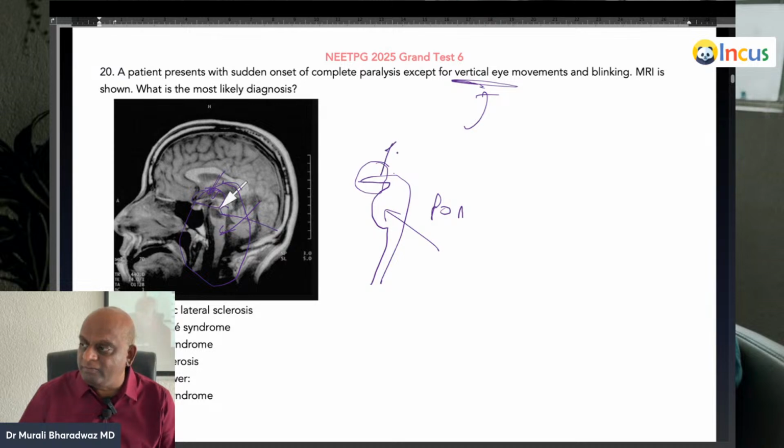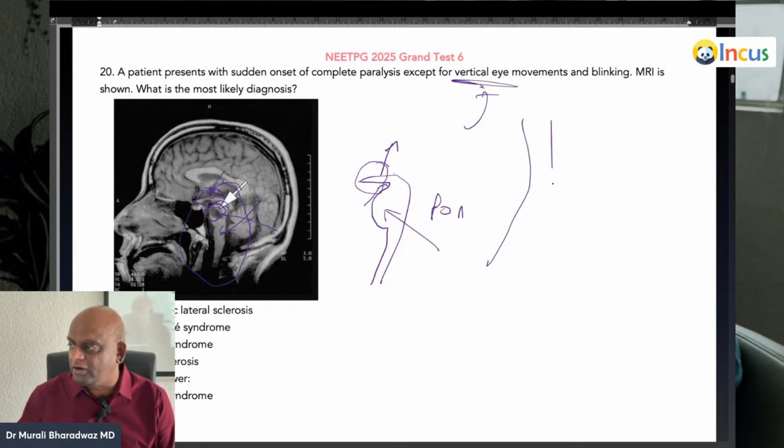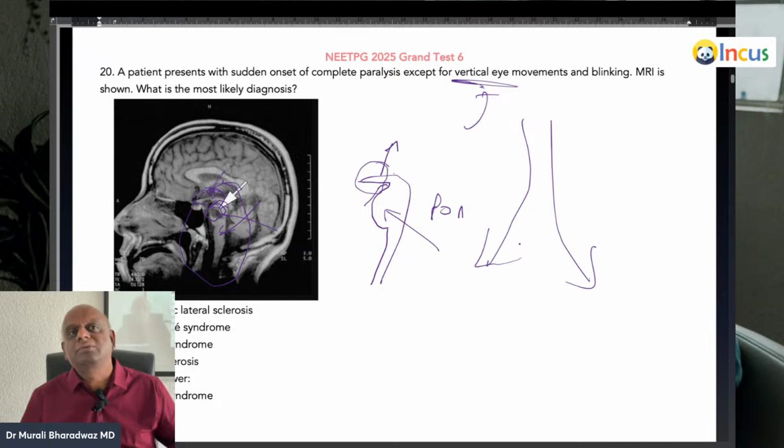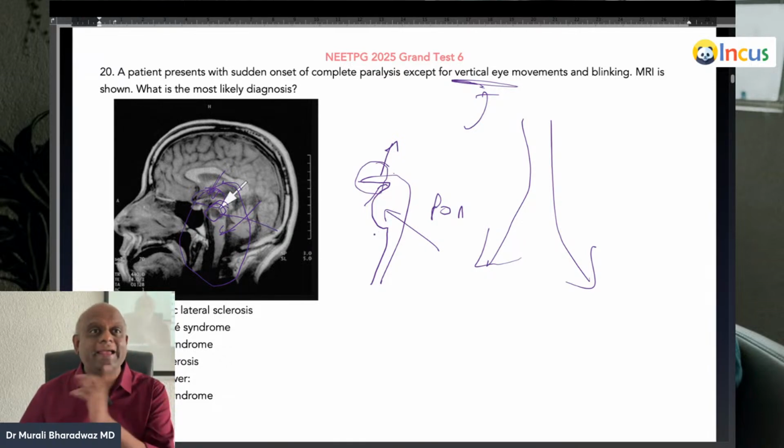So midbrain has a tectum, which is the roof, and tegmentum, which is the floor. So here you can see the infarct in the pons. What is the importance of pons? Pons is called the center of differentiation. All motor tracts need to pass through pons. Pons is also the center for horizontal gaze. So that is the reason there is a loss of horizontal gaze and all other motor movements.